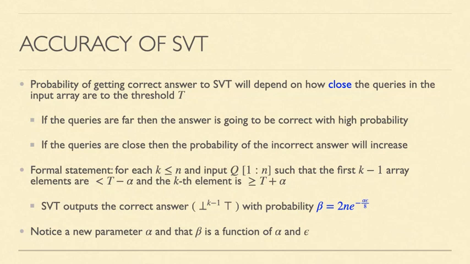I would like to highlight here that we have a new parameter alpha, also that beta is a function of alpha and epsilon. Further note that beta involves the Euler constant e, and actually it's very common to encounter the Euler constant in differential privacy literature, including the definition of differential privacy.